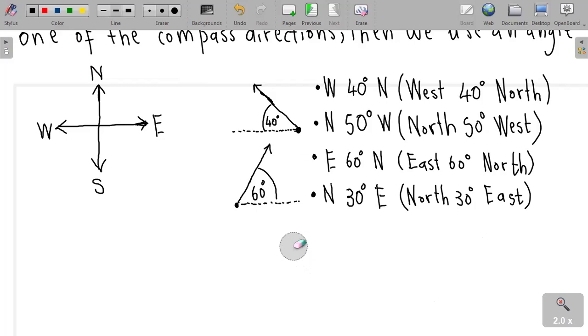Now let's go to another type of direction, which is bearing. It's the last of the three. So we can also use bearing.